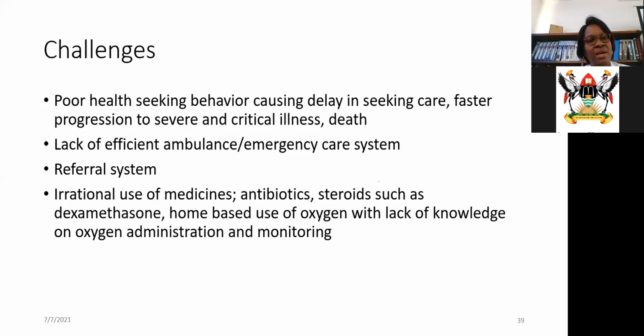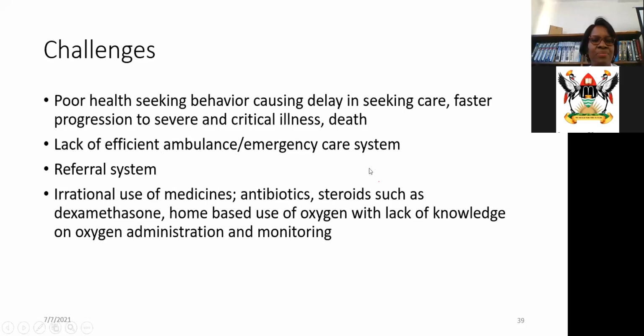We have seen patients dying in ambulances because they have run out of oxygen or any other medications that may be required in transit. So this lack of an efficient ambulance and emergency care system is also a very critical thing to look into. The referral system, then irrational use of medicines. People are using antibiotics irrationally. I've seen patients who first take 10 days of azithromycin, they go to the health facility, they give them 5 days of ceftriaxone, they give them another 10 days of meropenem, they stop that, they give them PISA. So there's so much irrational use of antibiotics.